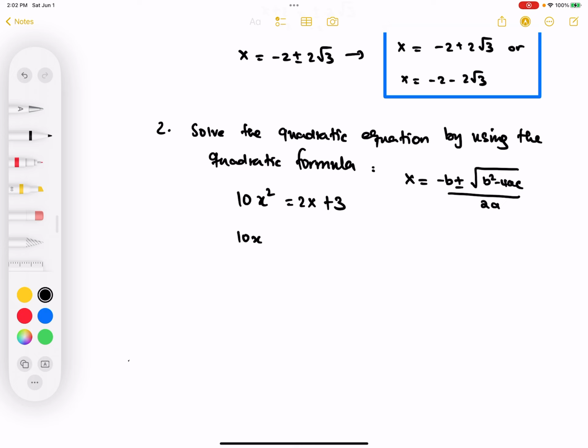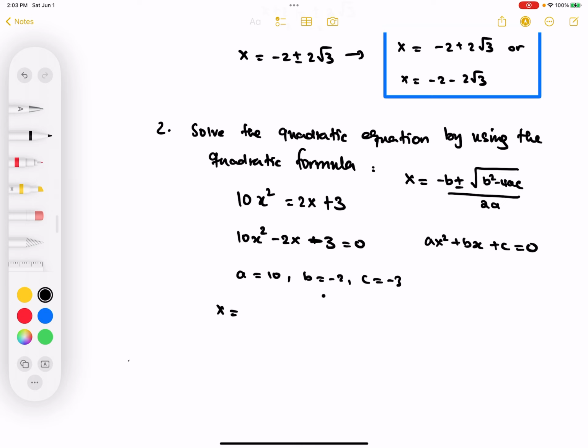First, I have to write this one in descending order, with the left side equal to 0. That means this is the standard form of the quadratic equation. Remember, it should be written in this form, equal to 0. The a term is associated with the second degree, b is the first degree, and c is a constant. From this one, the a value is 10, the b value is negative 2, and the c value is negative 3.